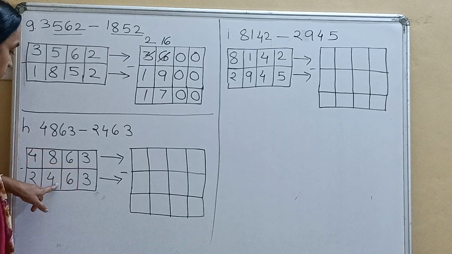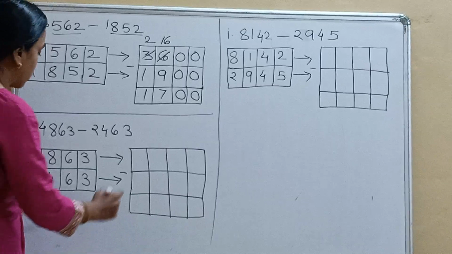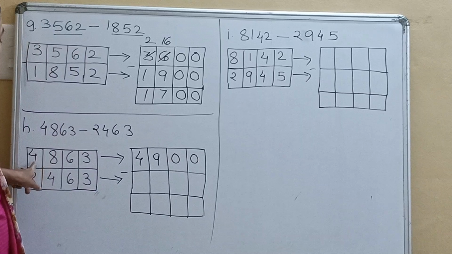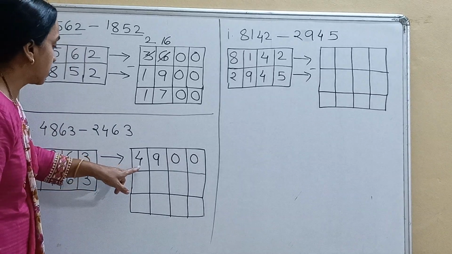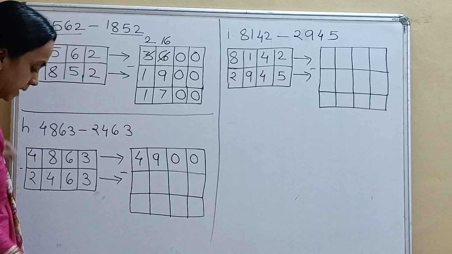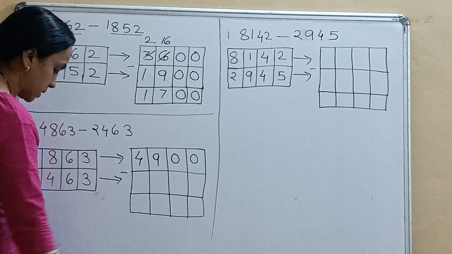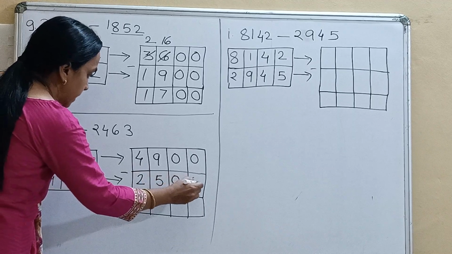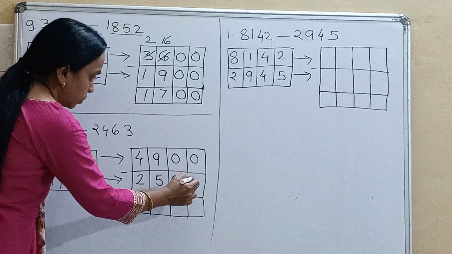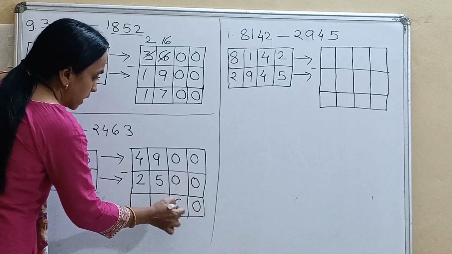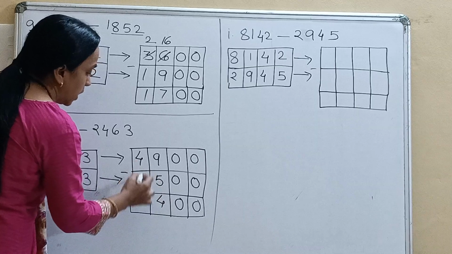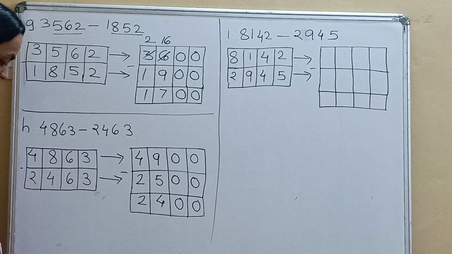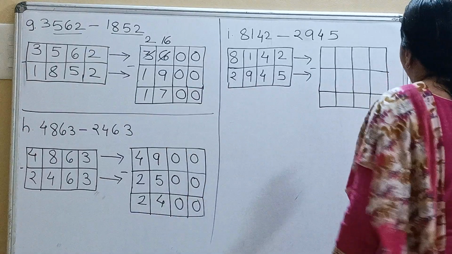4863 minus 2463. So 4863 is closer to 4900. Then 2463 is closer to 2500. Okay, so do the subtraction. 0 minus 0, 0, 0 minus 0, 0. 9 minus 5, 4, 4 minus 2, 2. So what is our answer? 2400. Okay. Now I question is what?